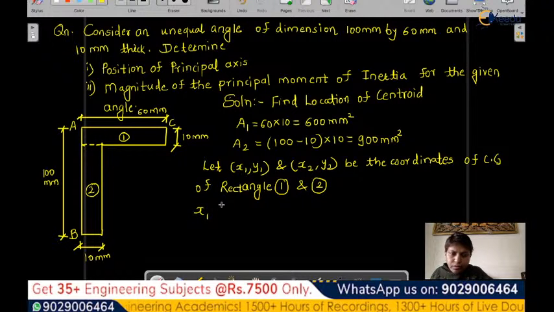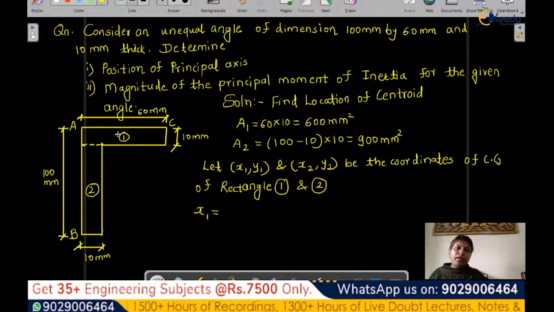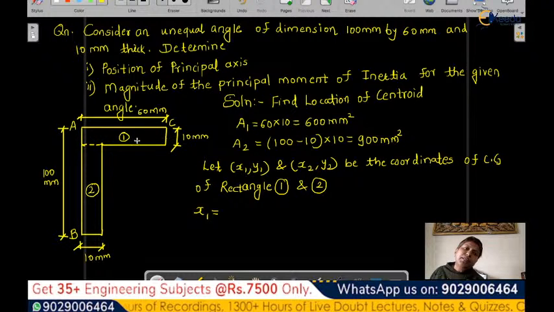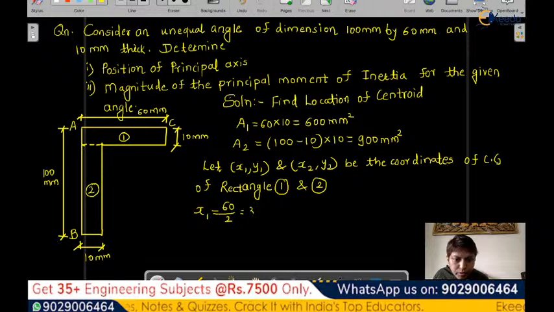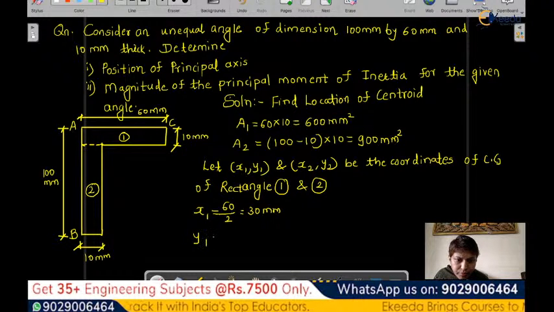So x1 is equal to, this is the area 1, right? AC, this is our element 1. So what will be the x1? This is 60. So x1 will be half of it, right? So 60 by 2, 30 millimeter. That is x1. What is y1? This is 10 millimeter, so 10 by 2, that is 5 millimeter. So we are done with x1.